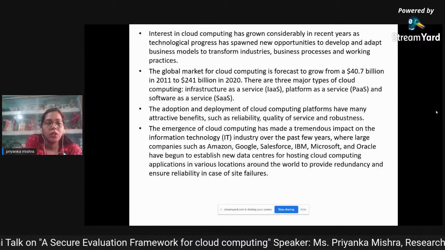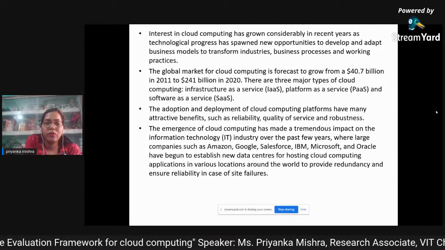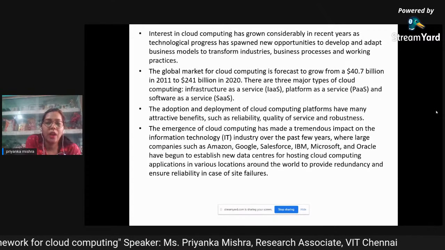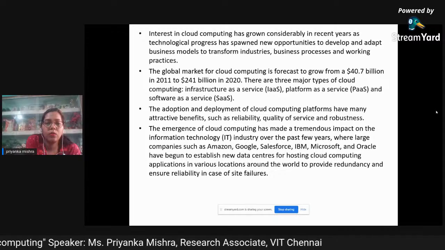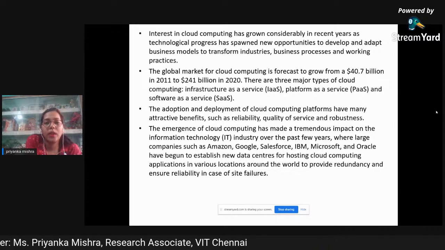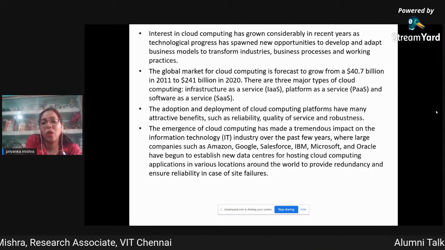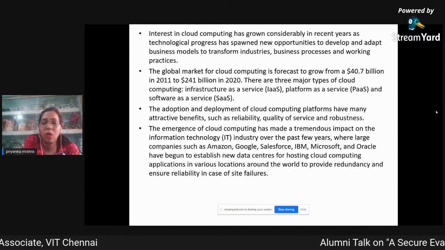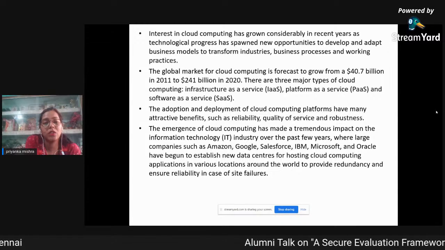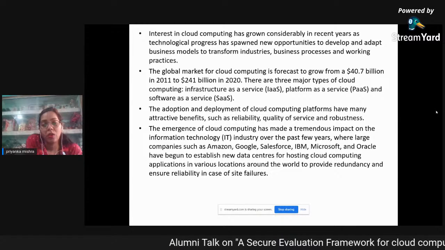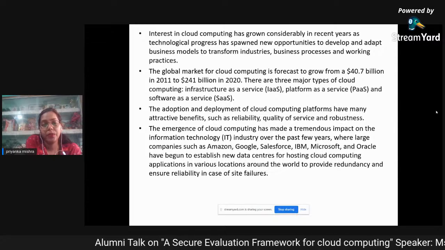So the adoption and deployment of cloud computing platforms give attractive benefits. It is reliable, gives quality of service, is very cost effective, and reduces cost. Obviously, that's why more people use cloud computing more and more efficiently.